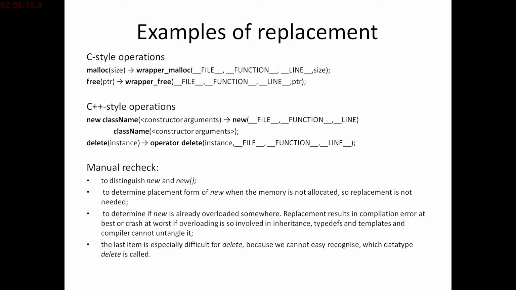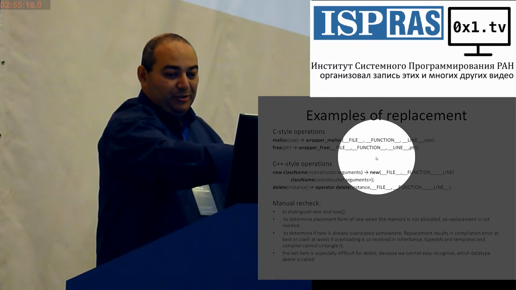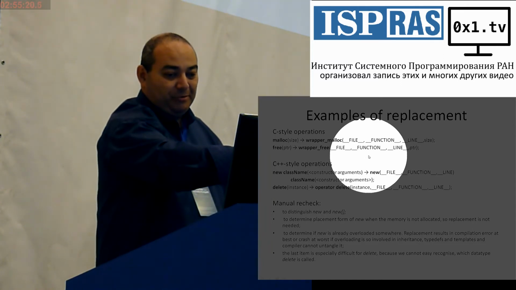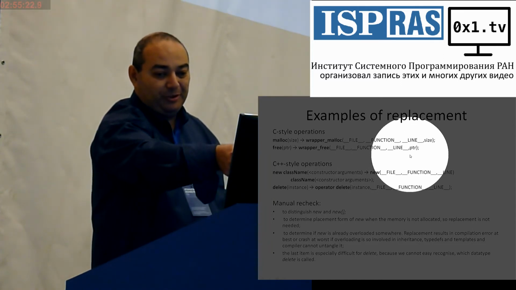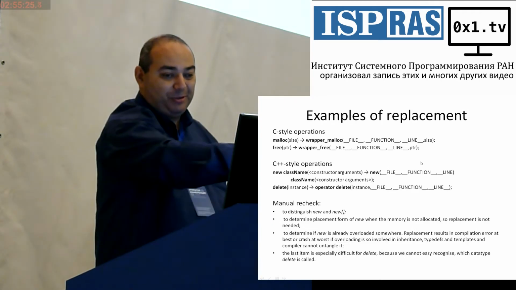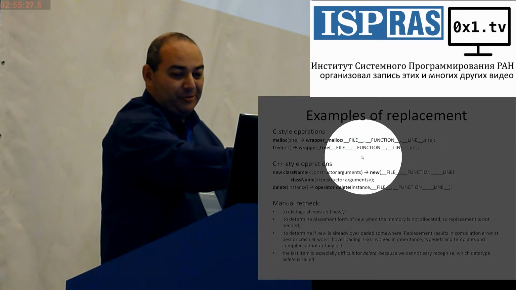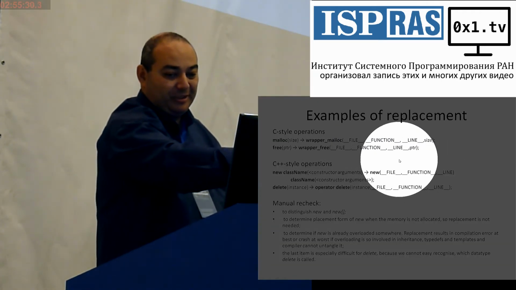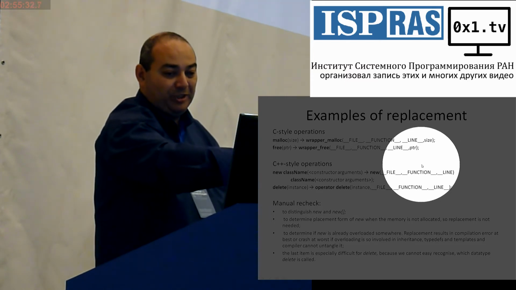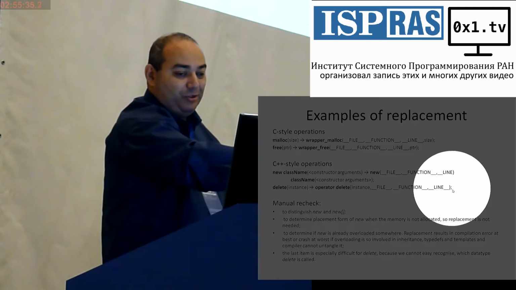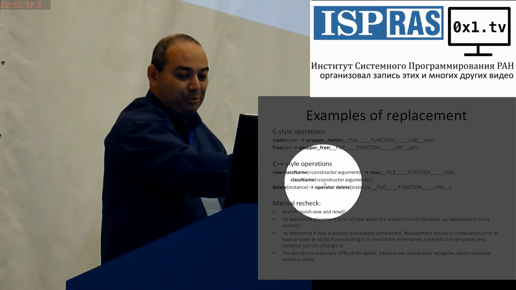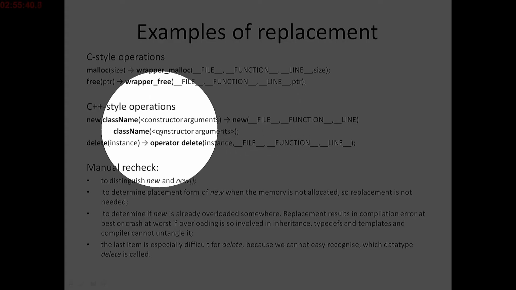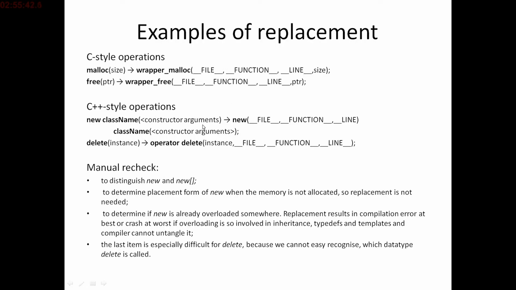It is changed for a wrapper. The log is showing what line of code, how much we asked for, and so on. And this is how free is wrapped: file, function, line, and PTR, the address where the memory is released. And C++ operations, that's how they are wrapped. I'm not going to comment on all the lines.